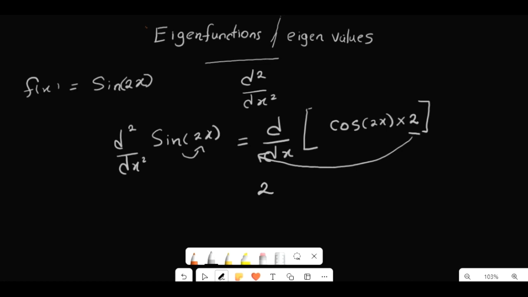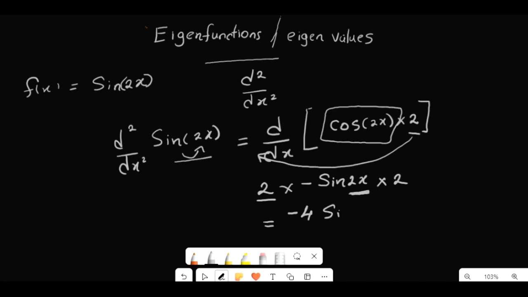Now we have to derivate this cos 2x. First we derivate the whole thing, so the derivation of cos is minus sine. Minus sine 2x. Now we have to move inside again, so the derivation of 2x is again 2. Here we have 2 also, so we have the answer 2 times 2 times minus sine 2x, which is minus 4 sine 2x.